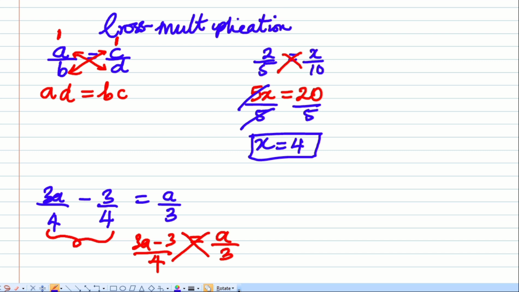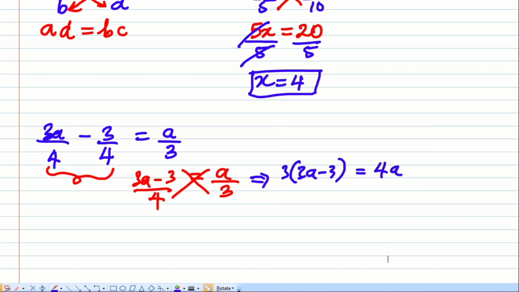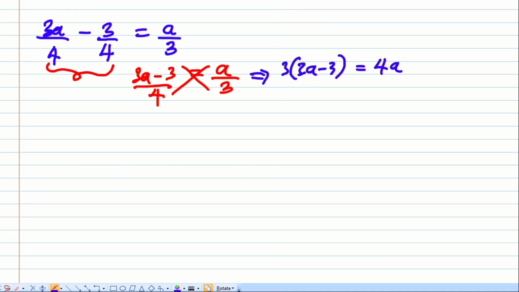So 3a minus 3 times 3 gives us 3 into 3a minus 3, equal to 4 times a, which is just 4a. We can simplify that. 3 times 3a is 9a. 3 times negative 3 is negative 9. And that's equal to 4a. Collect like terms: we have 9a. I'm going to move 4a to this side, so it becomes negative: minus 4a is equal to, moving negative 9 to this side, it becomes positive, so we have positive 9.